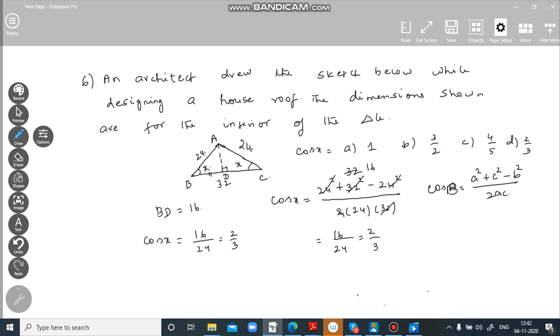So, the method cos x equal to A square plus C square minus B square by 2AC can be done if the student is aware of the cos formula, or if the student is not aware of it, the basic property of an isosceles triangle can be used. Now, let me see what is the next problem. I have to clear this off.